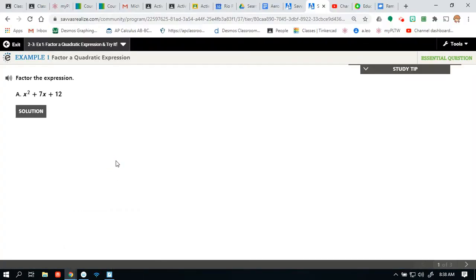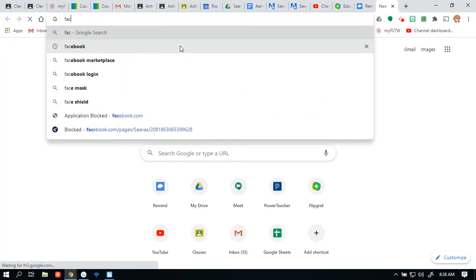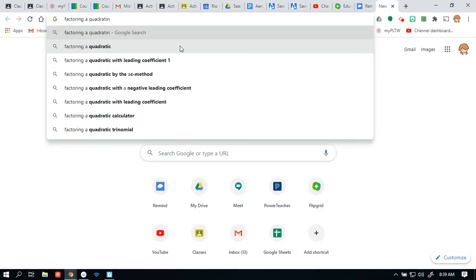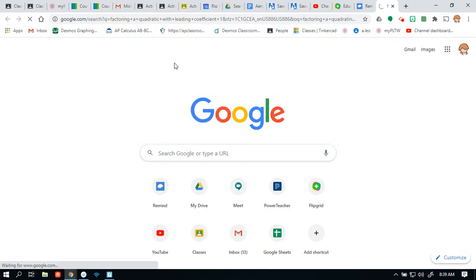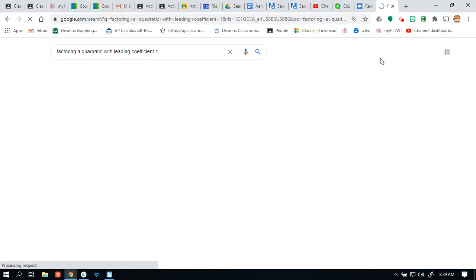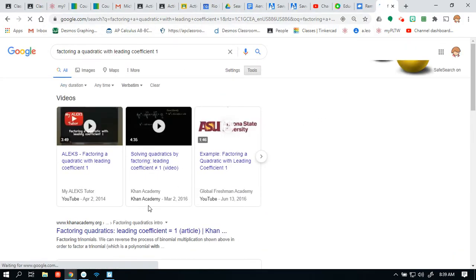So in this example, we're going to go over factoring of a quadratic expression. And there are different ways you can factor. There are boxes, lattices. Actually, you know what? Let's go to Google and say factoring a quadratic. We're going to do it with the leading coefficient of 1, since this is the one there.